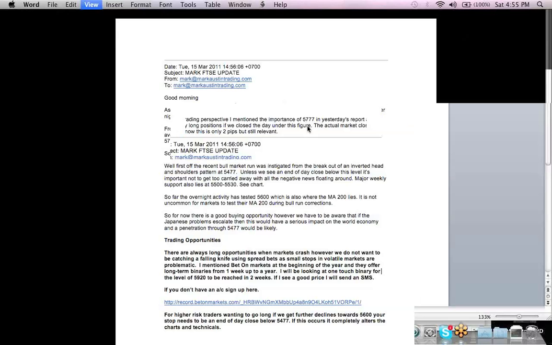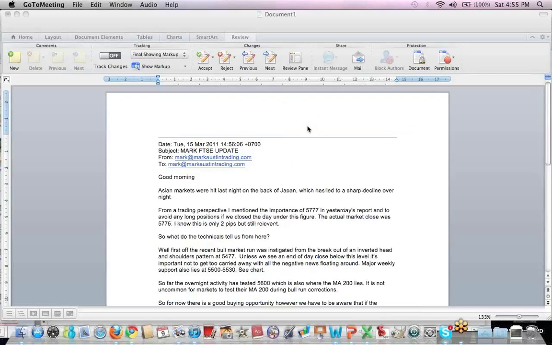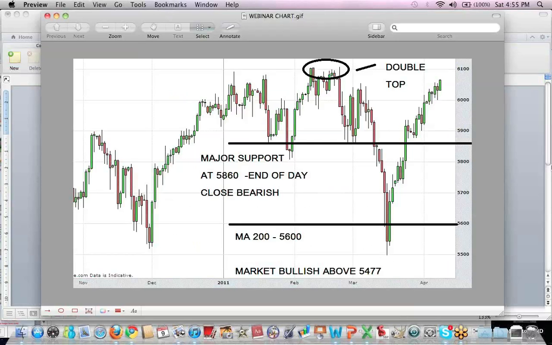So we can see that we're actually in a bull cycle at the moment, and the bull cycle was instigated, for those who don't know, on the technical side, from an inverted head and shoulders pattern which broke out at 5,477. So this is when the technicals on the charts turned bullish.